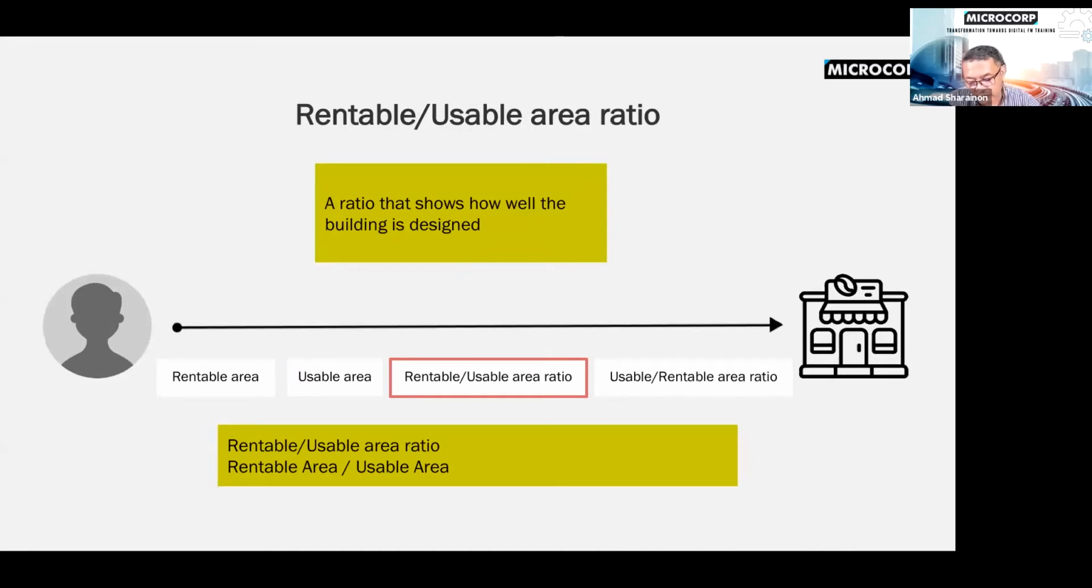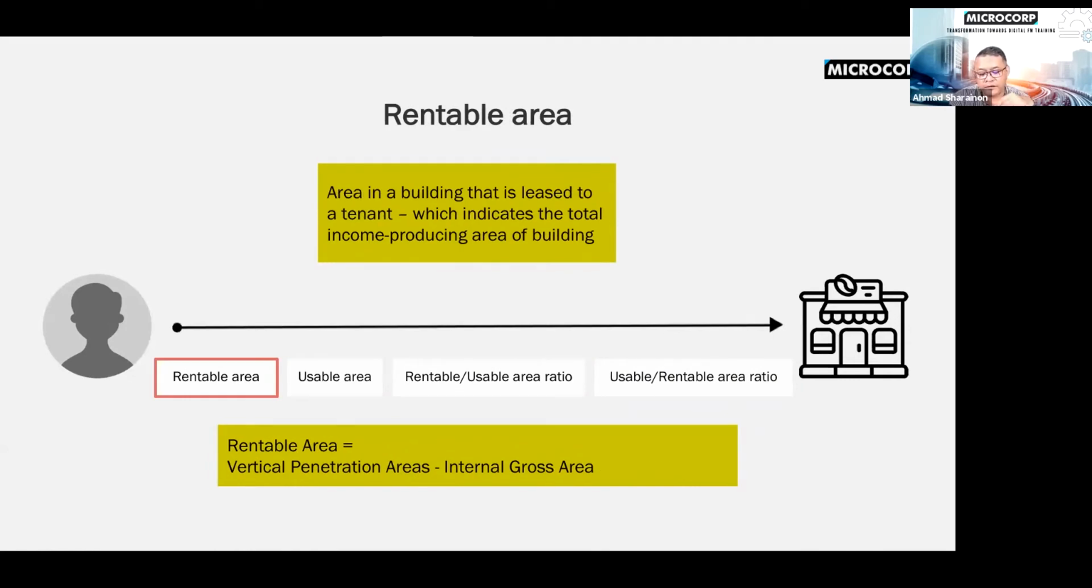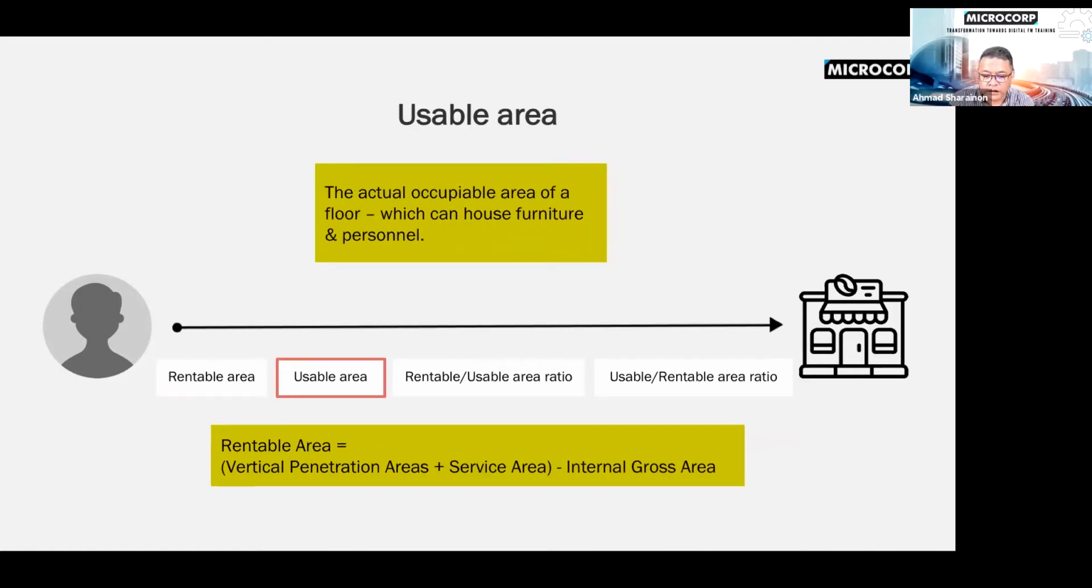Then the ratio, this is easy to calculate. Rentable area divided by usable area, you get the ratio. This is one of the calculations you can use to come up with the building performance reports. Usable area is the total, actual occupiable area of the floor which can house furniture and personnel. So you have the gross floor area, then you deduct the vertical plus service area minus the internal gross area, and then you get the rentable area.